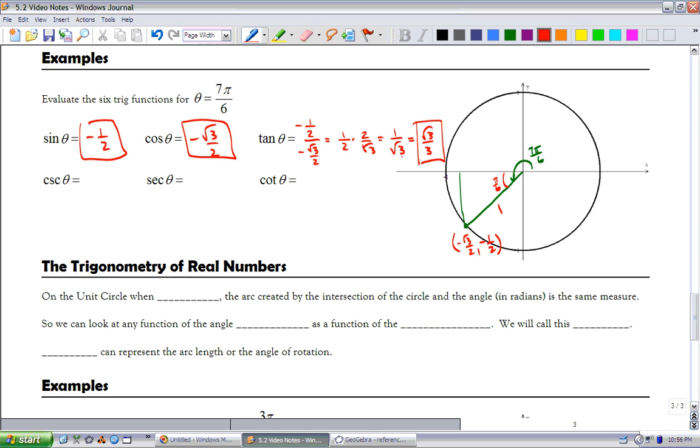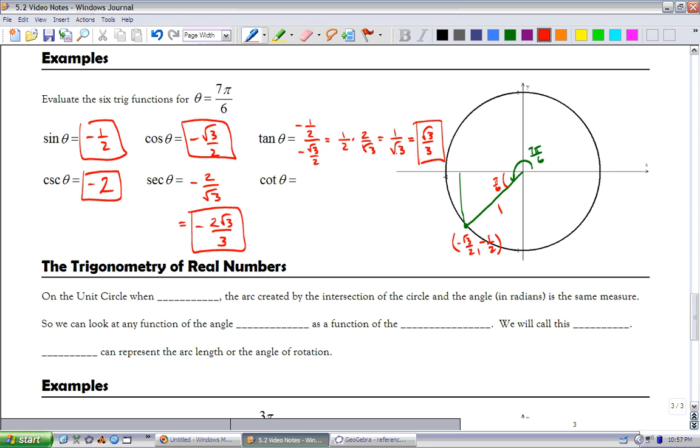Now each one of these, to find cosecant, is going to be simple. It's the reciprocal of sine. So in this case it will be negative 2, because that's the reciprocal of negative 1/2. Secant is going to be negative 2 over the square root of 3, but if your teacher wants you to rationalize that, which I will have my students do, that's negative 2 square roots of 3 over 3.